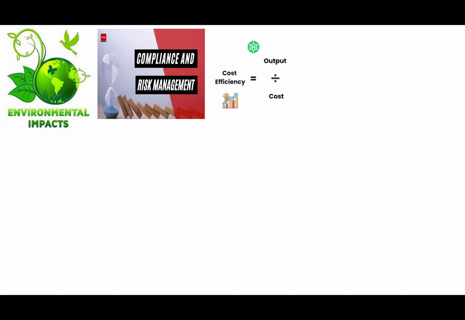Resource efficiency and cost efficiency is another very important factor, where design can reduce material usage, minimize production waste, and lower energy consumption. Over time, these efficiencies lead to significant cost savings, especially when implemented at scale.